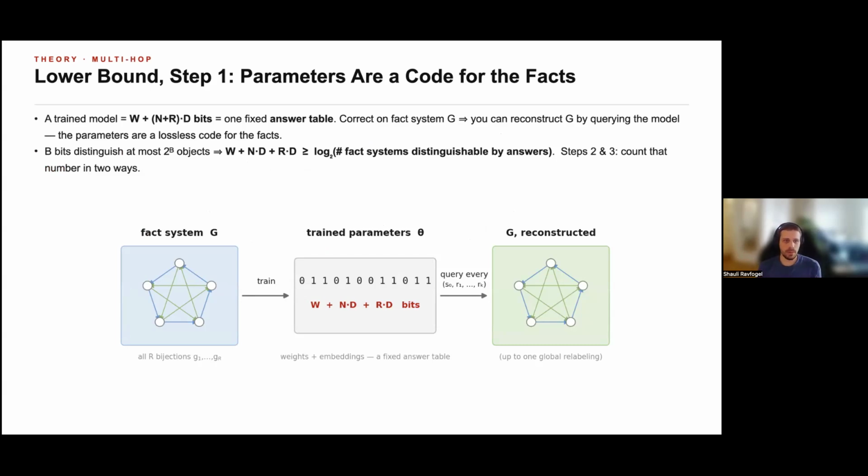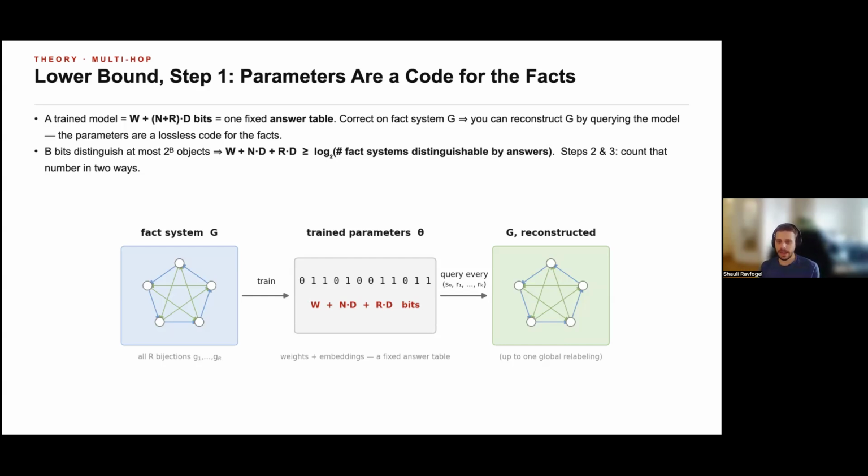So we are going to denote the total number of parameters to be W plus (N plus R) times d, where W is all the parameters of the model that are unrelated to the embedding, so the MLP, the attention, whatever. And then we are going to have (N plus R) times d bits for the embeddings, okay? Because we're going to have N entities, R relations, we have d bits for each of them, and we have an embedding for each entity and for each relation.